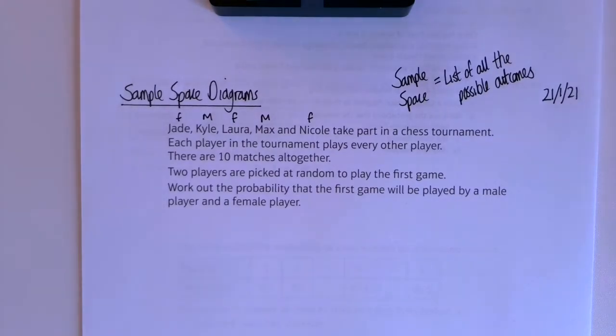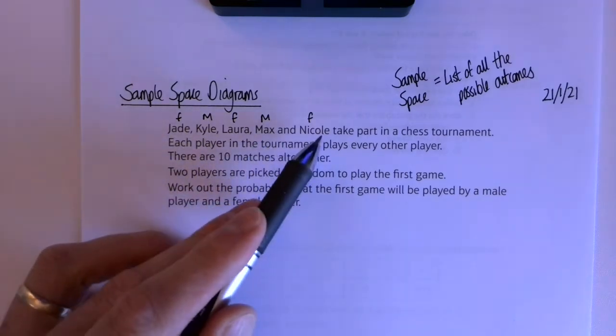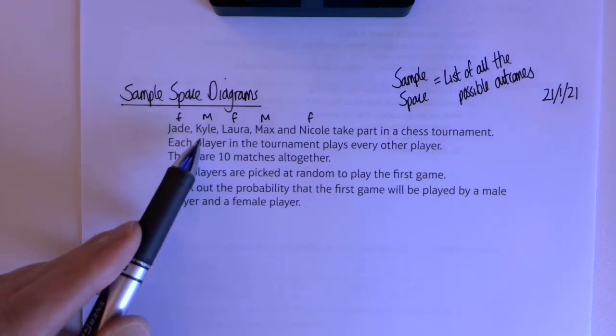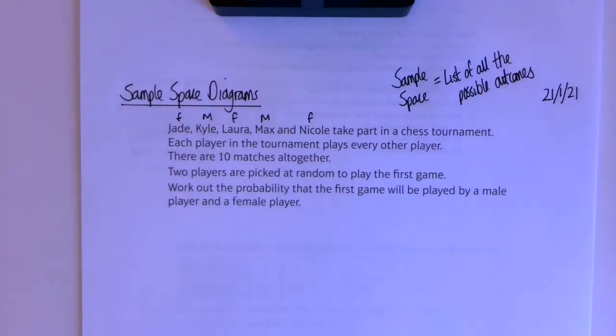Every player in the tournament plays every other player, and it tells us there are 10 matches. So it's giving us that nudge that this is a divide by 2 situation, because you've got 5 players for the first competitor and then 4 for the second. 5 times 4 is 20. But of course, if Jade has played Kyle, then Kyle doesn't need to play Jade.